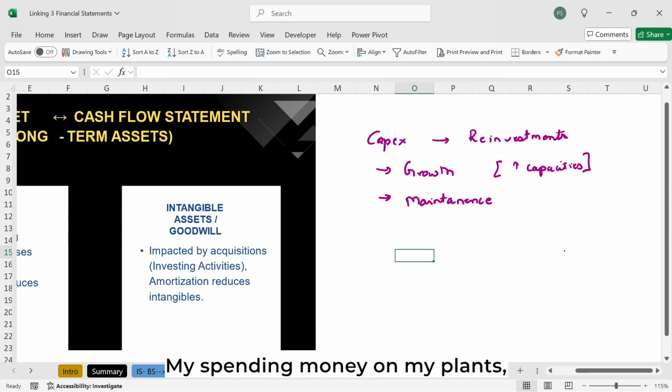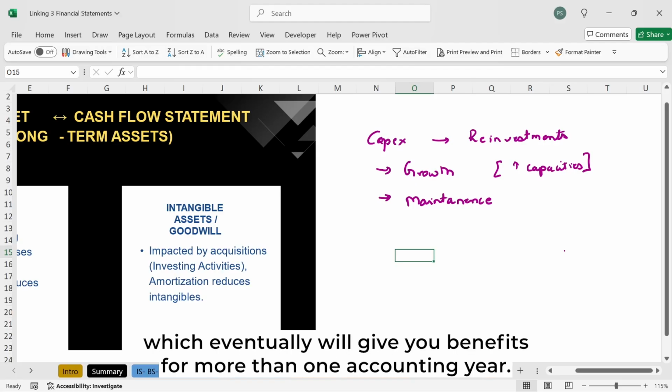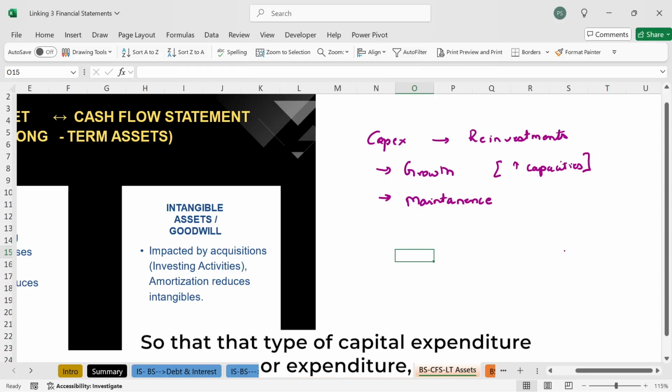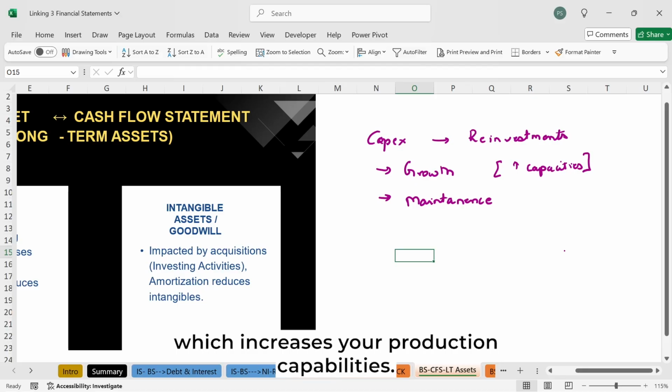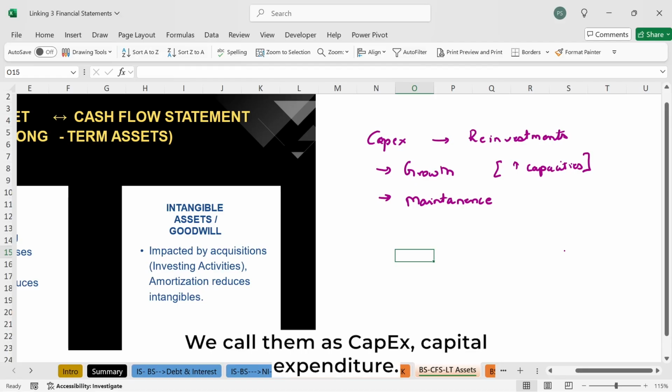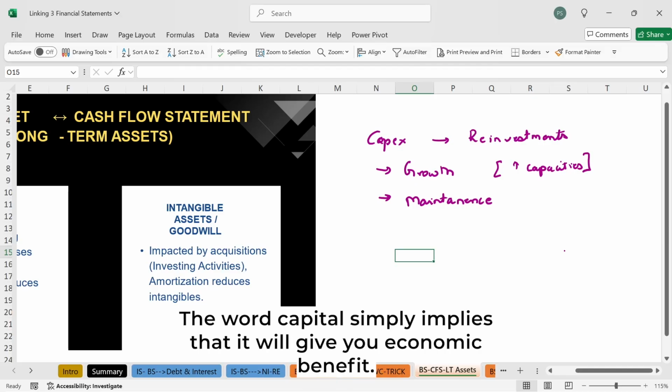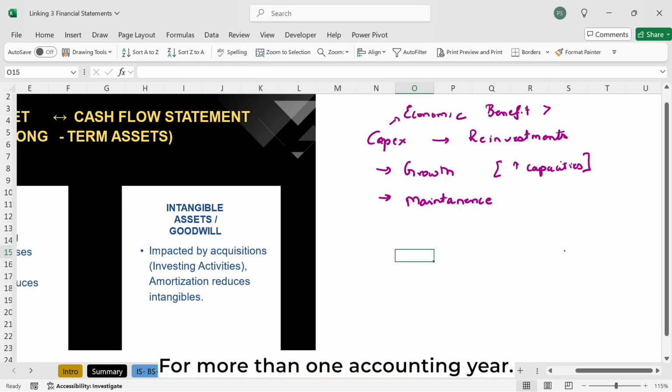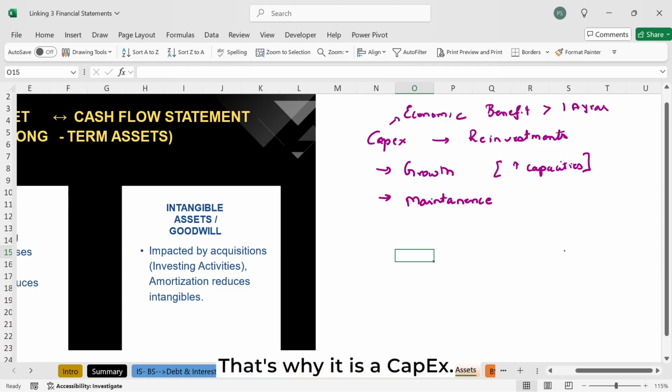How do you do that? By spending money on buying plants, machines, building factories, which eventually will give you benefits for more than one accounting year. So that type of capital expenditure, or expenditure which increases your production capabilities, we call them capex, capital expenditure. The word capital simply implies that it will give you economic benefit for more than one accounting year. That's a simple concept here. That's why it is a capex.